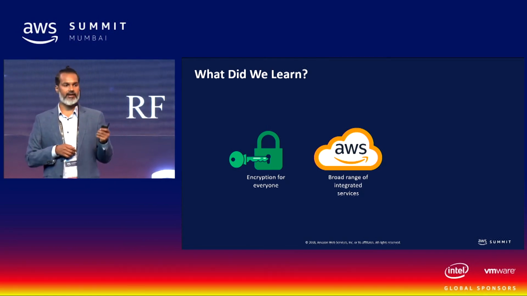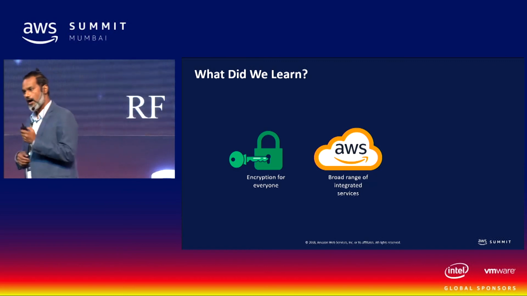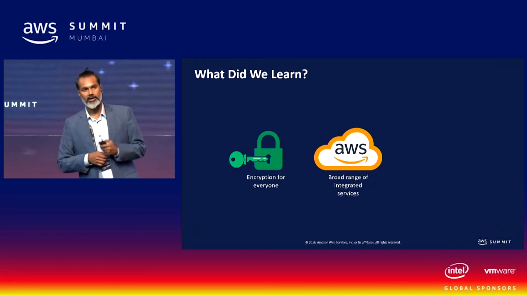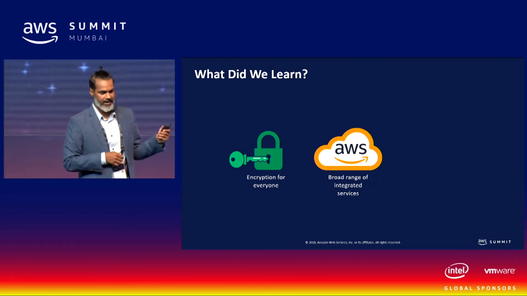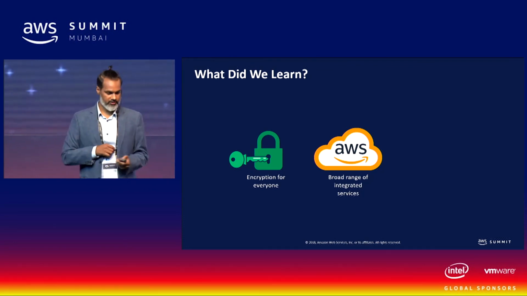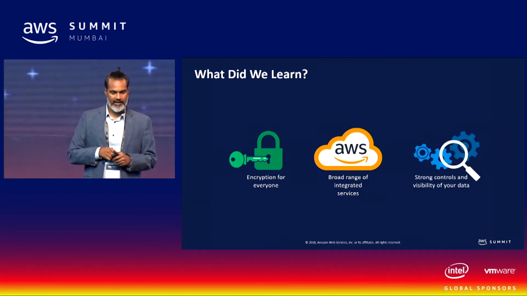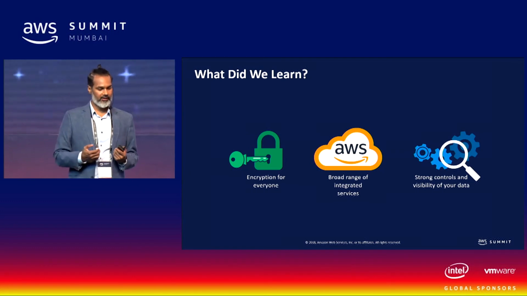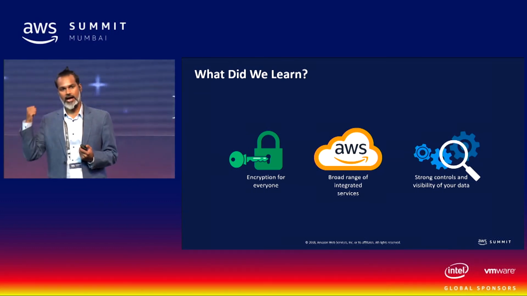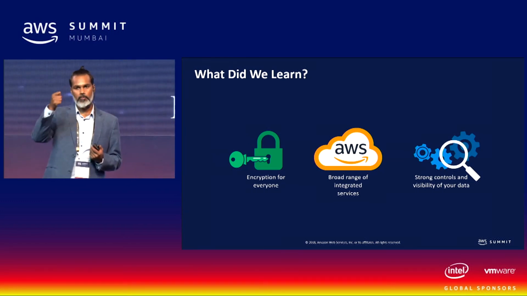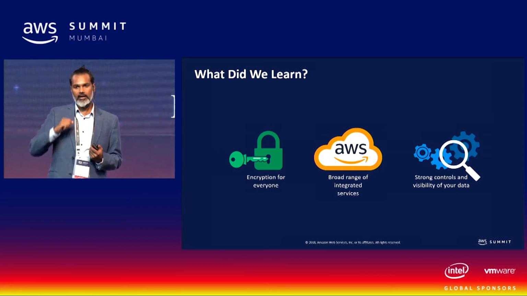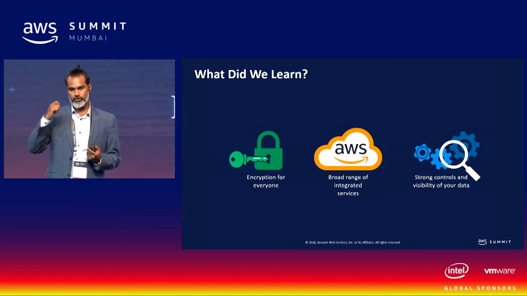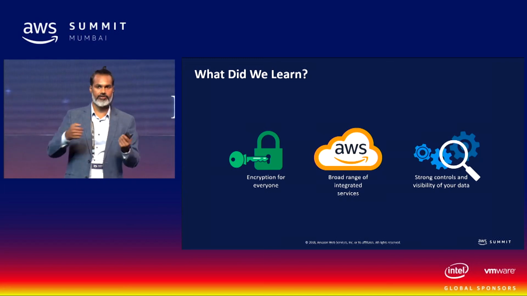Second, it does integrate with a broad range of services, whether S3, EBS, RDS, Lambda, Redshift. It integrates with almost 34 services. And there is strong control and visibility of your data. You can actually know what has been compromised or what access has been made, what error is there if somebody tried to decrypt the data without permission.